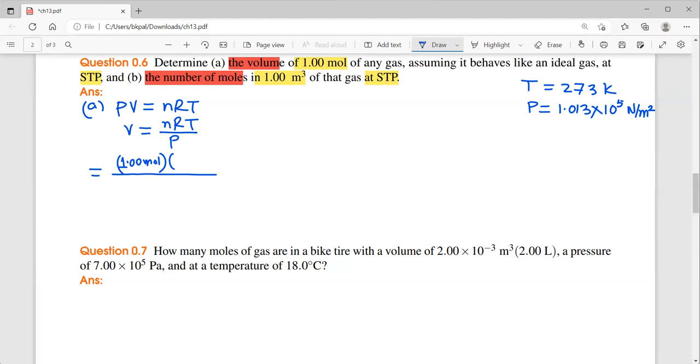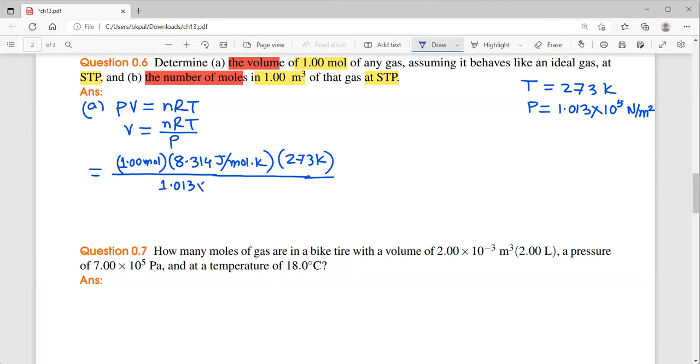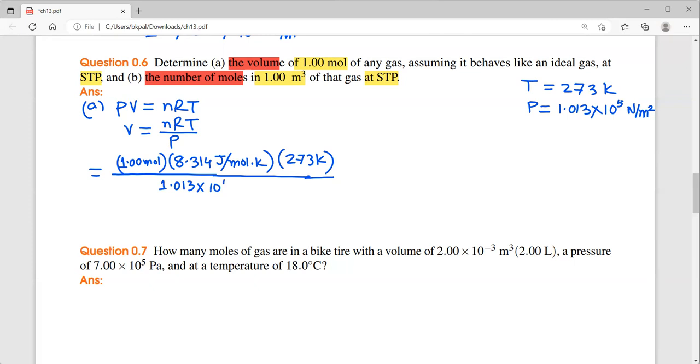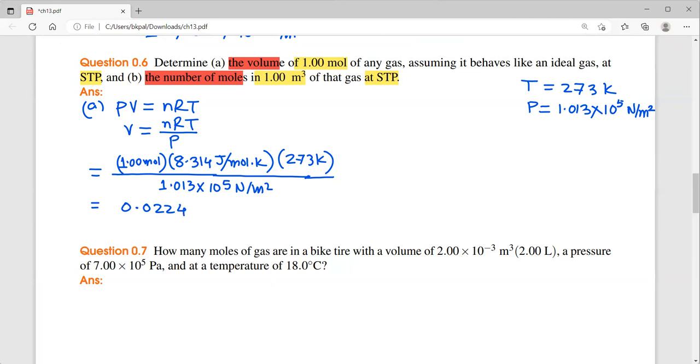R is a constant, so we should copy this number from the textbook, and this is joule per mole Kelvin, and T is 273 Kelvin. Okay, and P is this one, 1.013 times 10 to the power 5 Newton per meter square. So this is basically V. If you plug everything correctly, you should get something like this, 0.0224 meter cube.